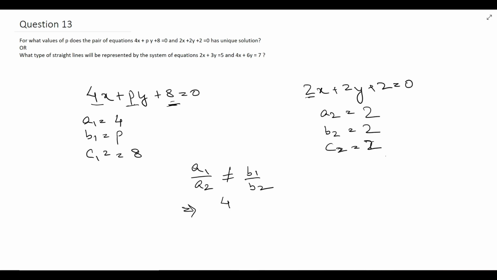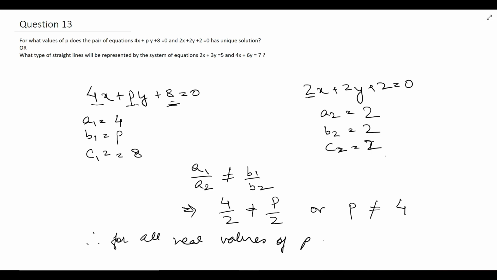So A1 by A2 is 4 by 2, which is not equal to B1 by B2, which is p by 2, or p is not equal to 4. Therefore, for all real values of p except 4, the equations will have a unique solution.